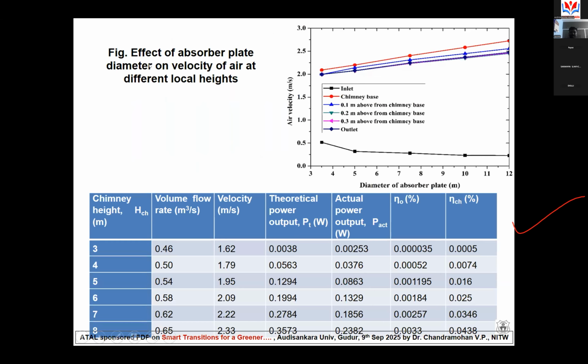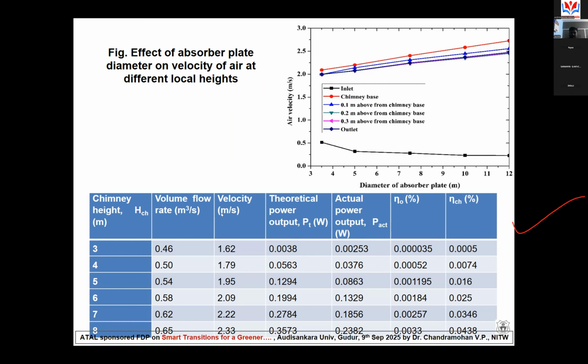The effect of absorber plate diameter on velocity of air. The diameter we have chosen is 2.5 meter. But if the diameter is increased from 2 to 12 meters, you can see the air velocity is always increasing. Therefore, in the theory they said there are 2 important parameters: one is the diameter of the collector and another one is the height of the chimney.